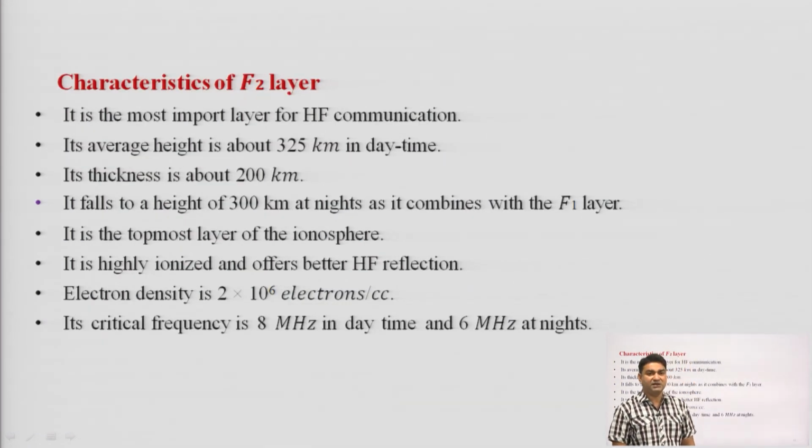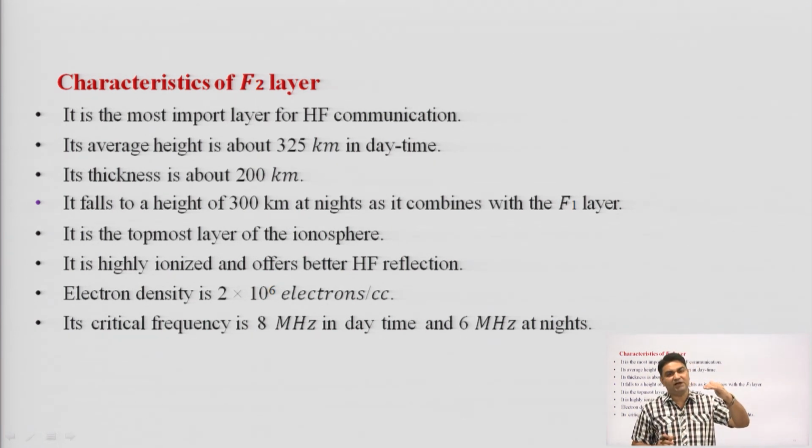The highest layer, existing at the highest level in the ionospheric region, is known as the F2 layer, which is the most important layer for high frequency communication, and its average height is about 325 kilometer during daytime. Its thickness is about 200 kilometer. It falls to a height of 300 kilometer at night, and it combines with the F1 layer.